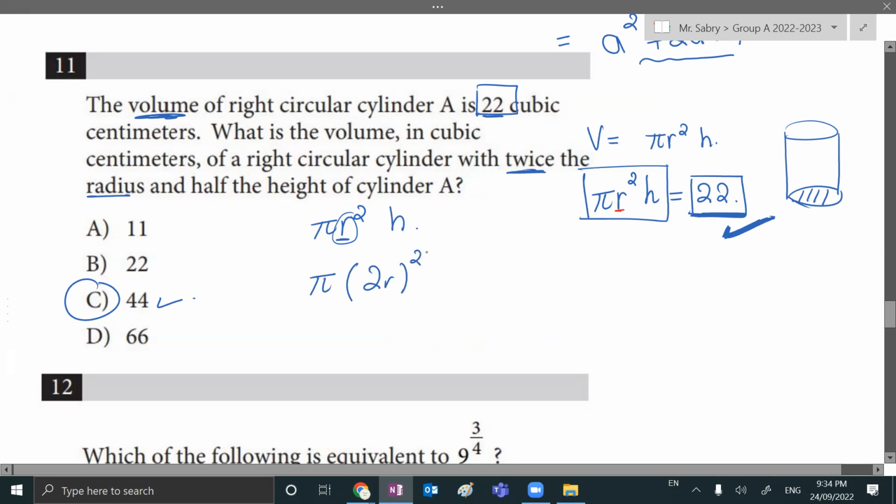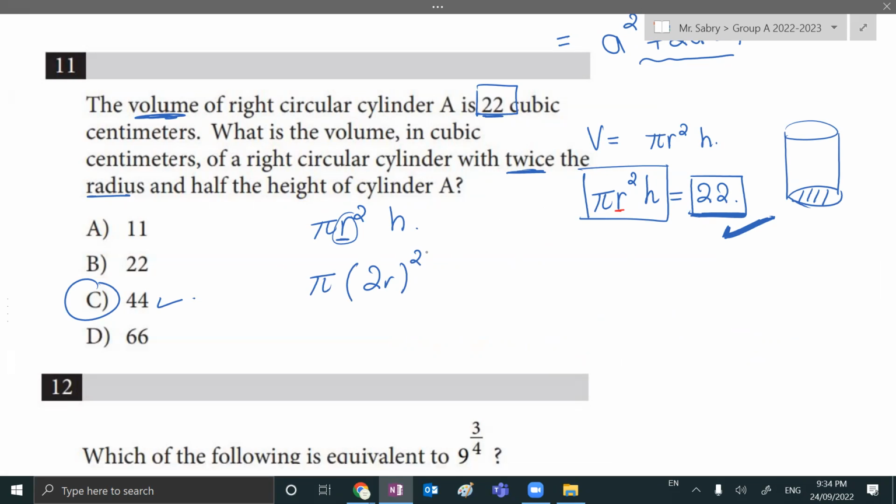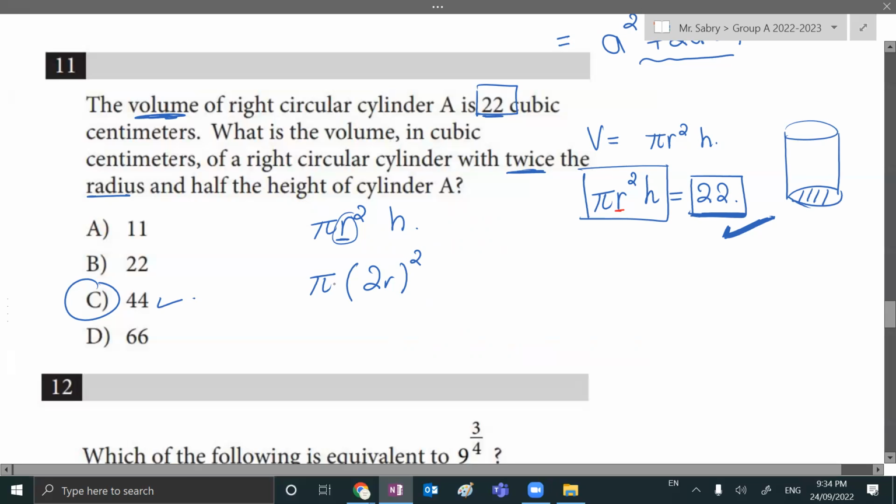Everyone, is this okay? You have to say yes, because otherwise I can't move forward. So is this okay until this step? Yes or no? You have to say something. Okay. So the next thing is the h. Instead of the h, they said I'm supposed to put half the height. So instead of h, I'll open a bracket and put half the h, which is half the height.